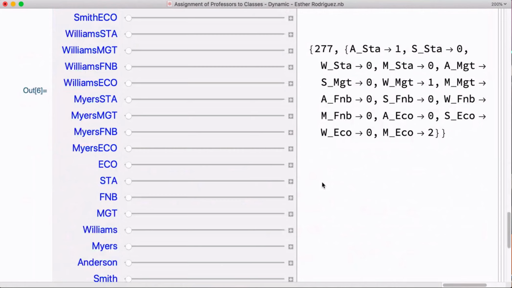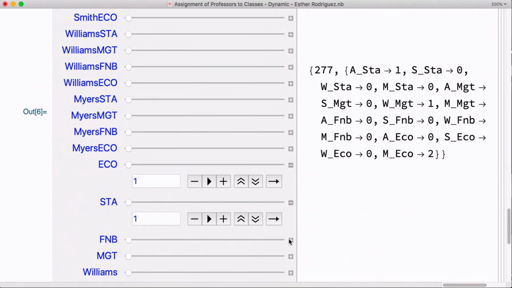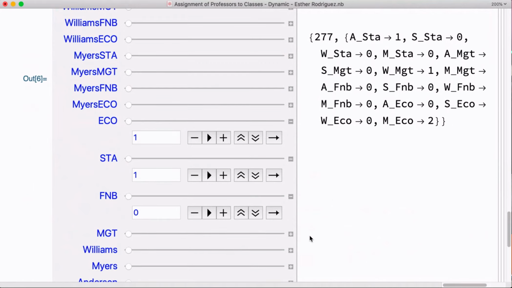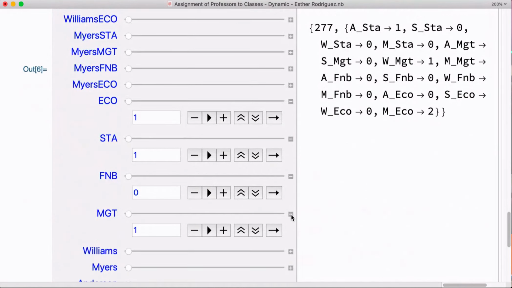You go on and see what is happening, and you see what is going on. One course in mathematics, economics, one course in statistics, no courses in finance, and one course in management are offered. I want to know what is the solution. And the solution is clear. It's here. Anderson is teaching statistics.